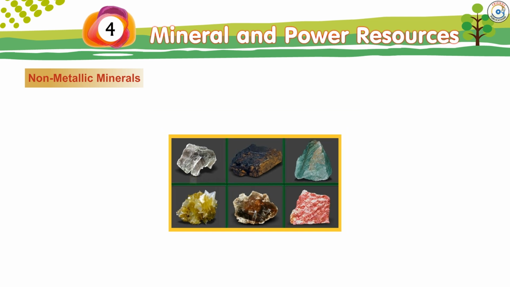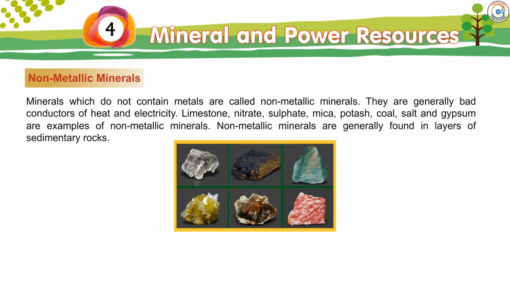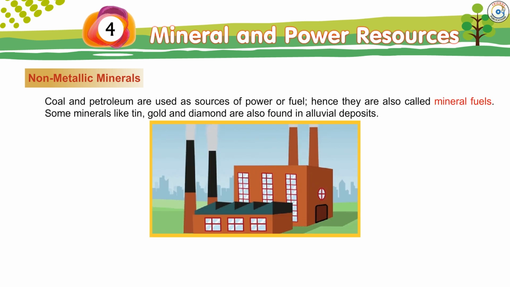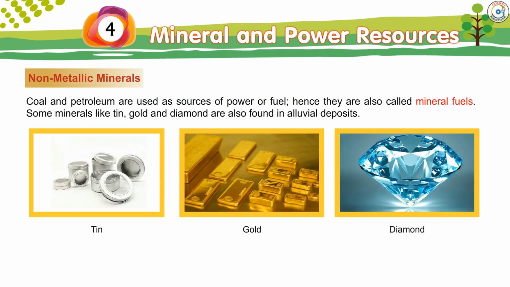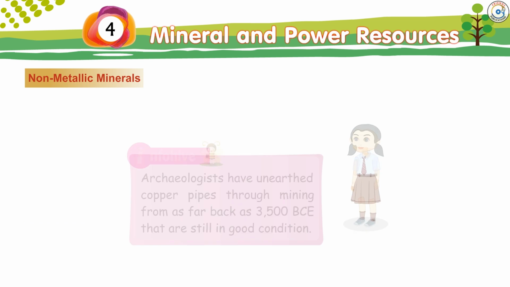Non-metallic minerals. Minerals which do not contain metals are called non-metallic minerals. They are generally bad conductors of heat and electricity. Limestone, nitrate, sulfate, mica, potash, coal, salt and gypsum are examples of non-metallic minerals. Non-metallic minerals are generally found in layers of sedimentary rocks. Coal and petroleum are used as sources of power or fuel, hence they are also called mineral fuels. Some minerals like tin, gold and diamond are also found in alluvial deposits.